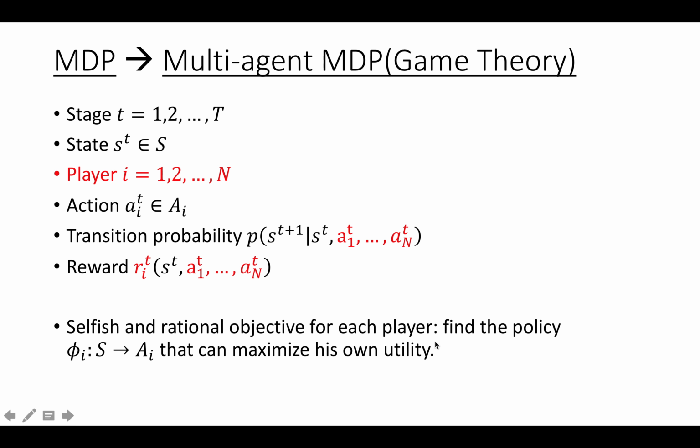What they do is try to find a policy that can maximize his own long-term utility. His policy is a mapping from the state to his own action, which says: I observe the state, what action should I take? And for the Nash equilibrium, everybody takes an action without being able to observe others' actions, or you can think that they take their actions simultaneously.